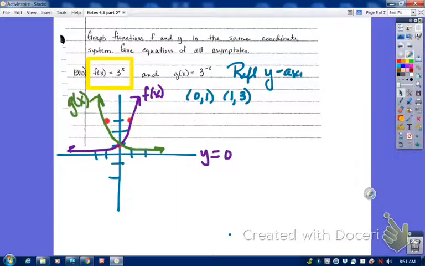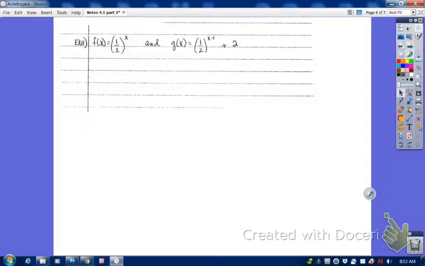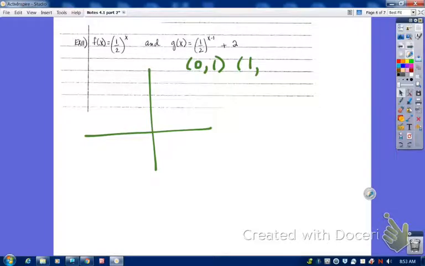Example 11 goes for the same set of directions, just changing the parent function, or the original function, to 1/2 to the x. Is that a growth or a decay? It's a decay. 1/2 is between 0 and 1. So we've got to get a couple points that are on that graph. So 0, 1 is on the graph, right? But what happens if x is 1? What is y when x is 1? 1/2.